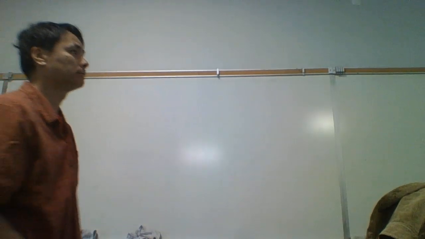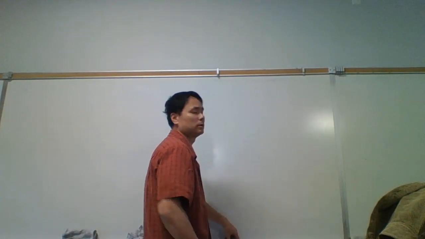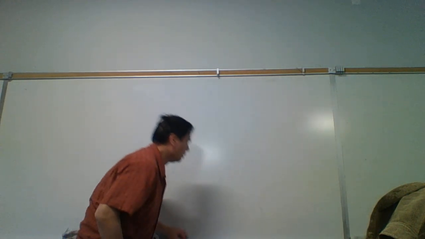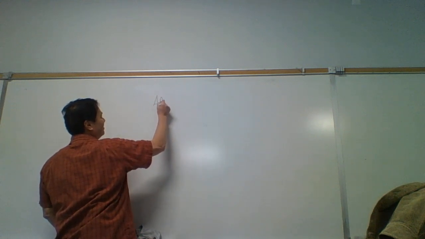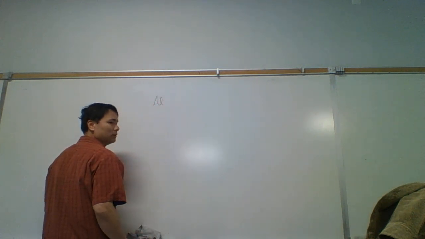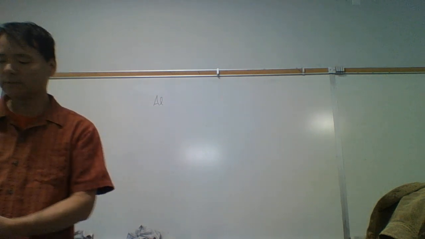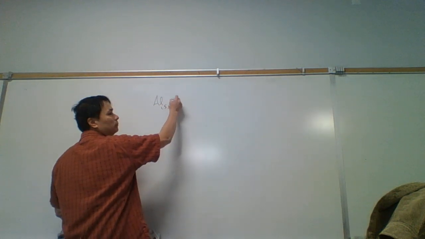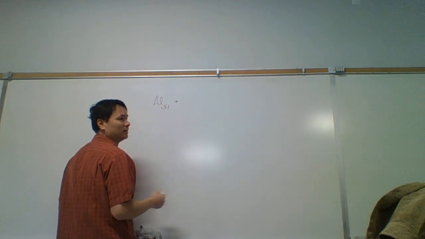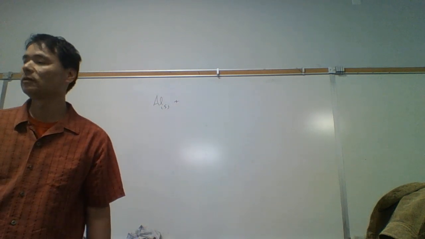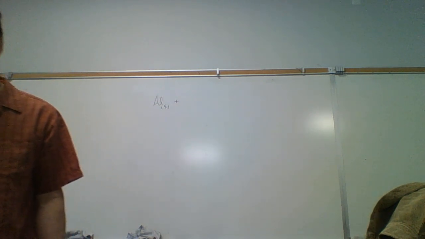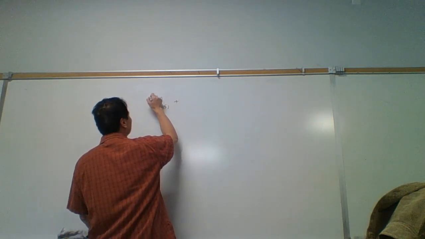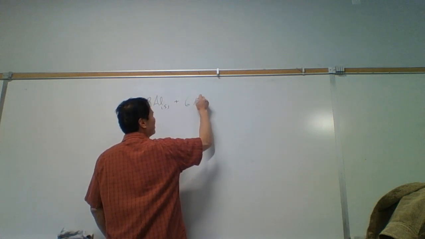solid. I don't know why your book doesn't do this, but I wish they did. It's good to get in the habit of writing things out, particularly the states. So aluminum is a solid, liquid, gas, or aqueous? Solid. Aluminum's a solid. And sodium hydroxide, solid, liquid, gas, or aqueous? Aqueous. We have 2 aluminum, 6 sodium hydroxide.